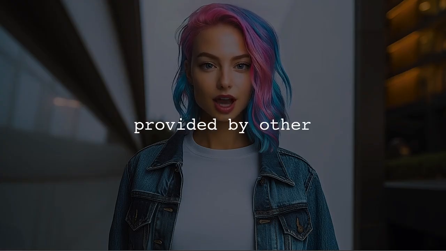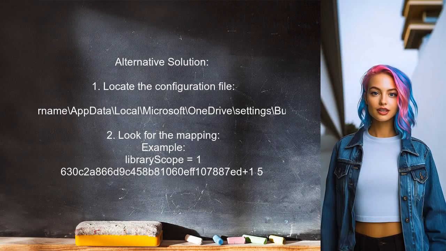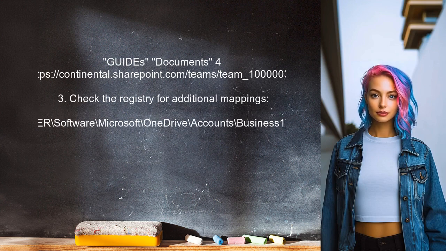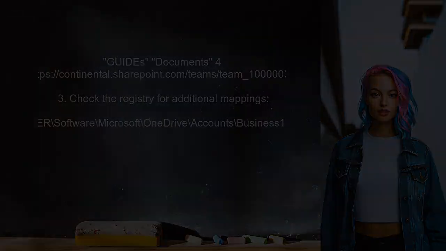Now let's look at the answers provided by other users. An alternative approach shared by another user involves accessing a specific configuration file located in the OneDrive settings directory. This file contains a mapping between your locally synced OneDrive folder and the SharePoint GUID. By examining this mapping, you can find the SharePoint URL associated with a file.